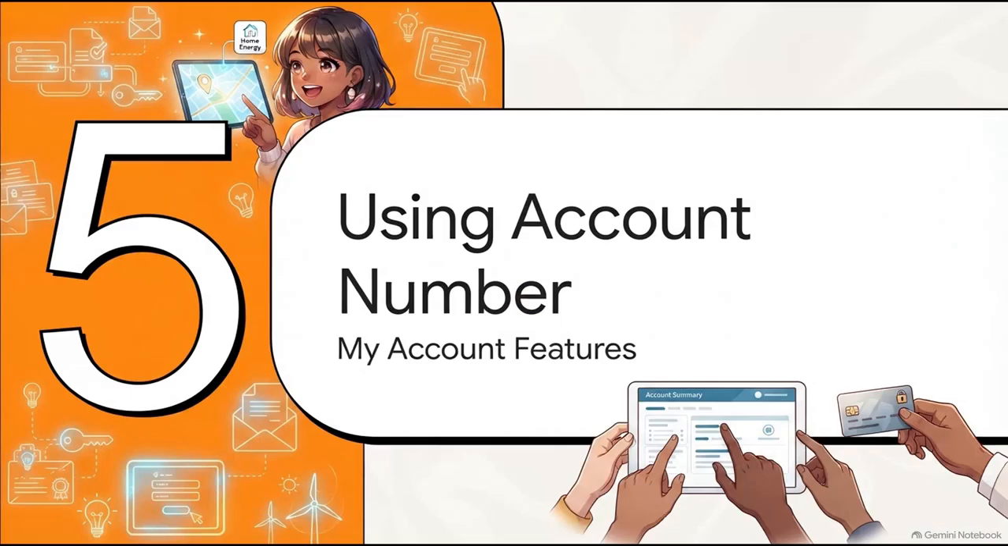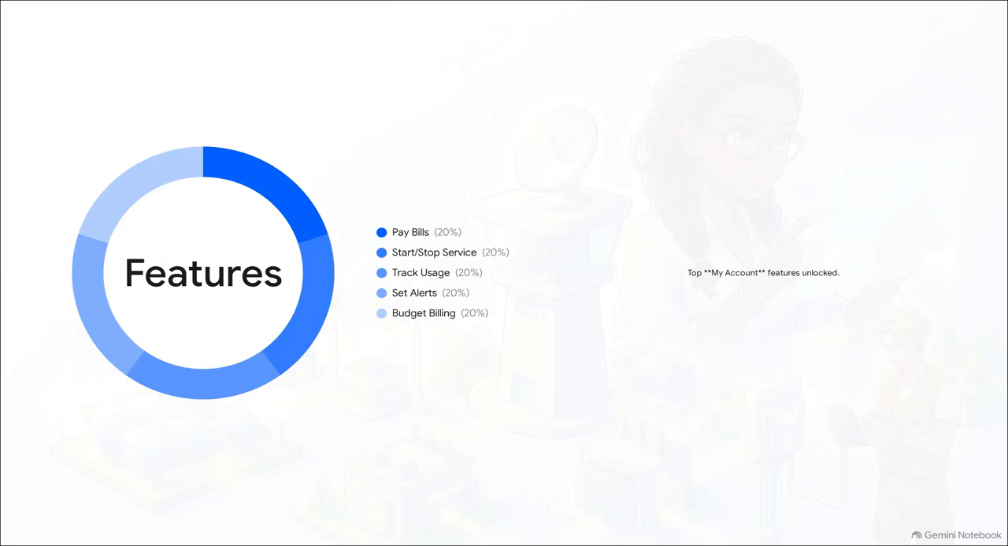All right, Section 5. Using your account number. We have navigated all the hurdles, and now it's time for the empowerment phase. Once you are finally in, you unlock some top-tier features and put yourself in complete control of your energy management. You can securely pay your bills online, completely avoiding the whole hassle of lost mail. If you're moving, you can seamlessly start, stop, or transfer your service right there.